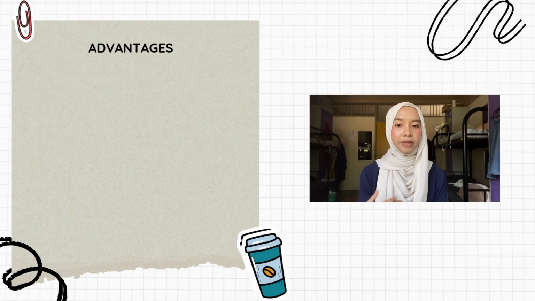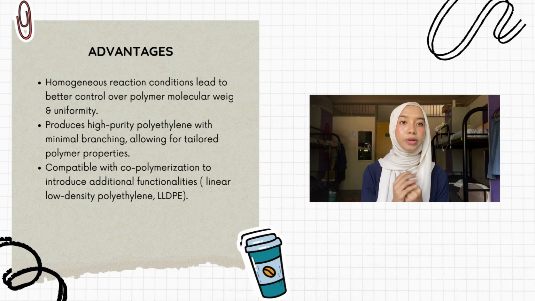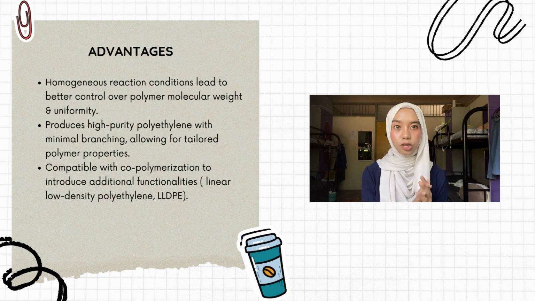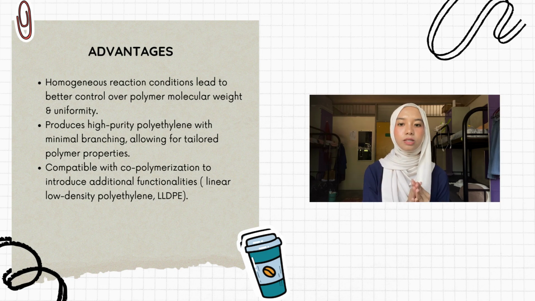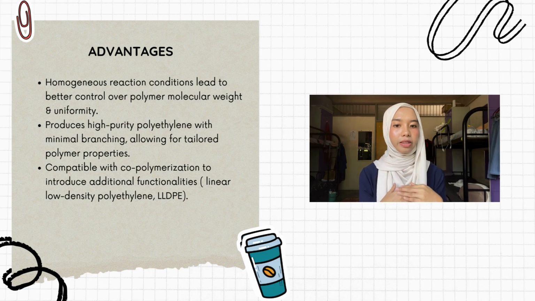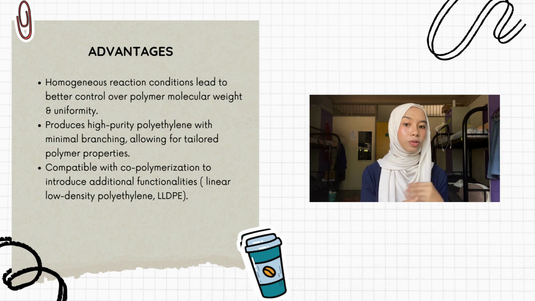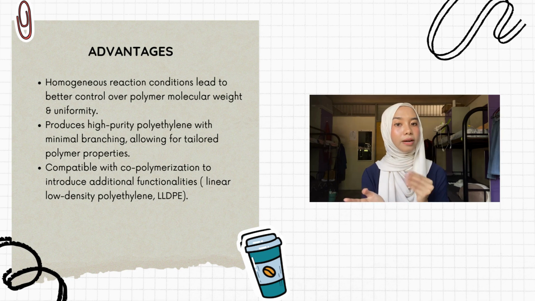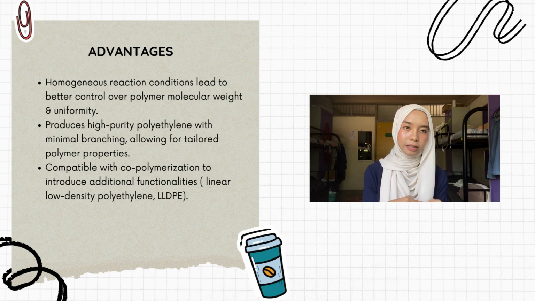Next are the advantages. The first one is homogeneous reaction conditions lead to better control over polymer molecular weight and uniformity. The second one is it produces high purity polyethylene with minimal branching, allowing for tailored polymer properties. And the third one is it is compatible with copolymerization to introduce additional functionalities, such as linear low density polyethylene, LLDPE.